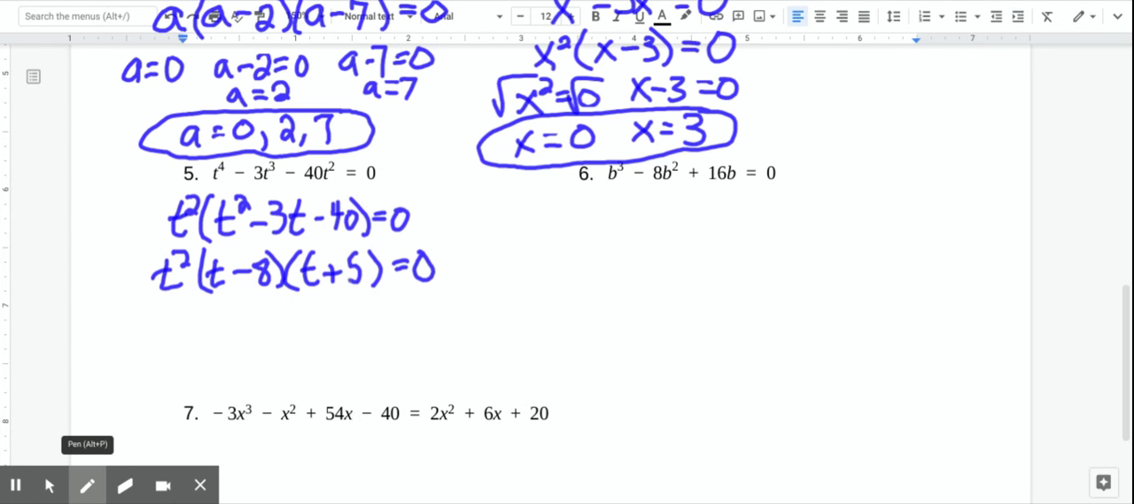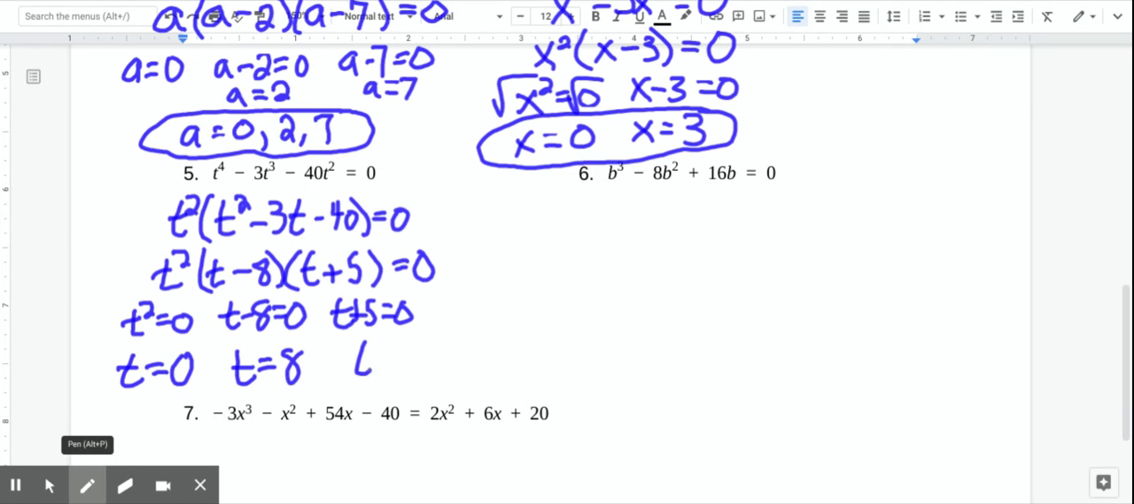Once it's factored, you're going to take all of your factors and set them equal to 0. Now, if you can do this step in your head, you're welcome to skip it. You don't need to write it down. When I take the square root of both sides here, I just get 0. I'm going to add 8 to both sides and get 8. I'm going to subtract 5 and get negative 5. So those are my 3 solutions. All right, number 6, same thing.